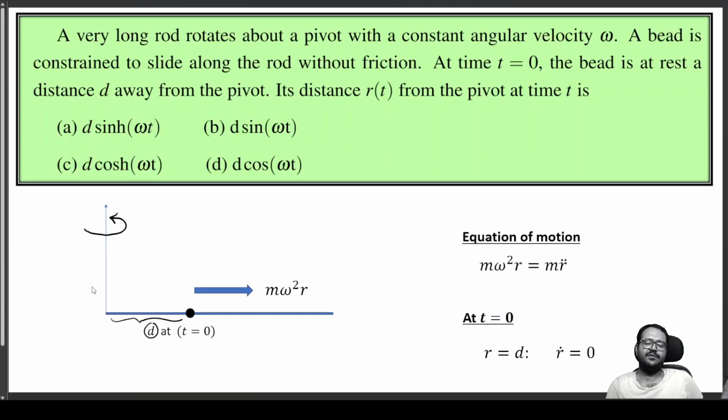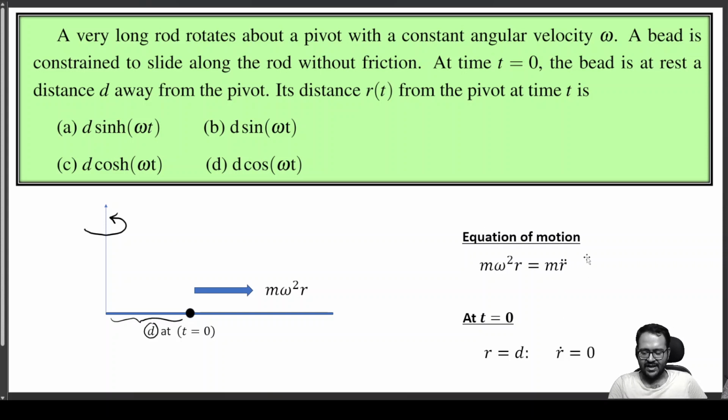So m omega square r will be a force outside, and that should be m r double dot here. So use this. If you know how to solve a differential equation, then think about what the answer will be. This is called an initial condition: at t equals 0, r is d and r dot is 0. If you don't know how to solve a differential equation, then please take any basic mathematical physics book and try to find out where a differential equation is given.